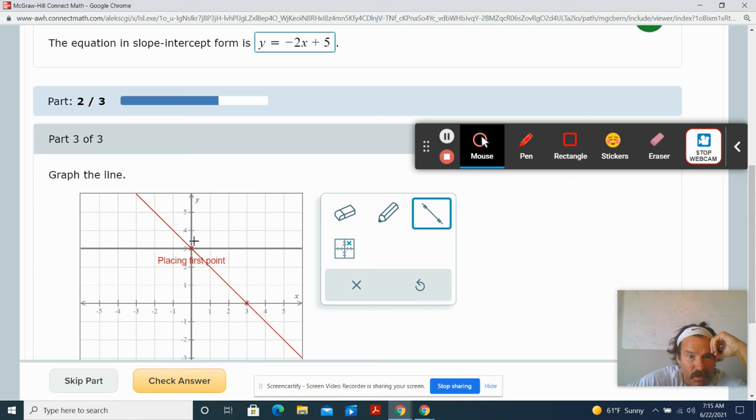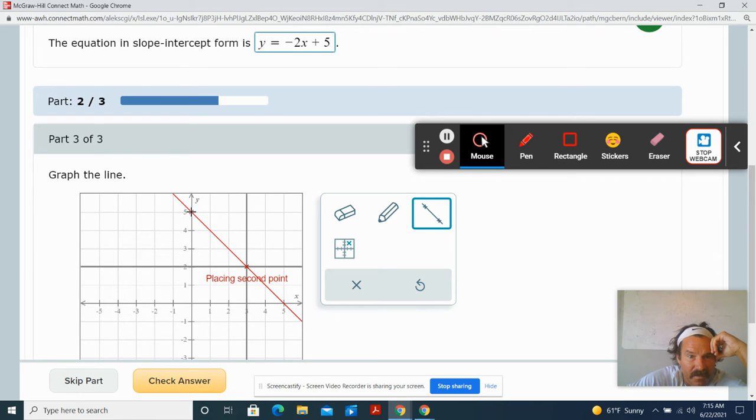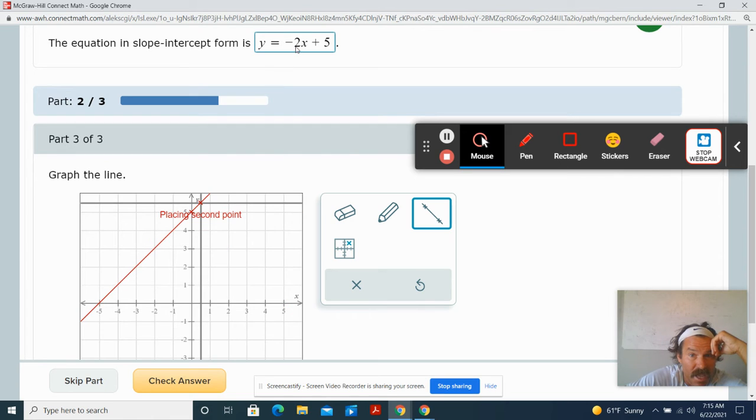I'm going to place this first point at 5. And then I'm going to use the slope to place the second point. Okay, so the slope is -2. Remember, we have to have a rise and a run for the slope. So that -2 needs to be put over 1.